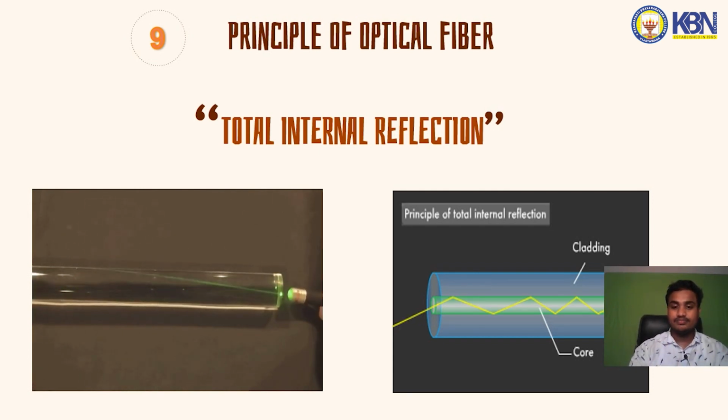Suppose you take the core refractive index as 1.7, the cladding refractive index should be less than that of the core. If this adjustment can be made in the construction of an optical fiber, then we can achieve total internal reflection. Even if you turn or bend the optical fiber, the optical energy will not be lost.